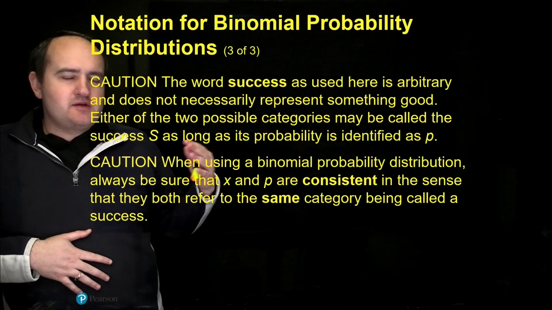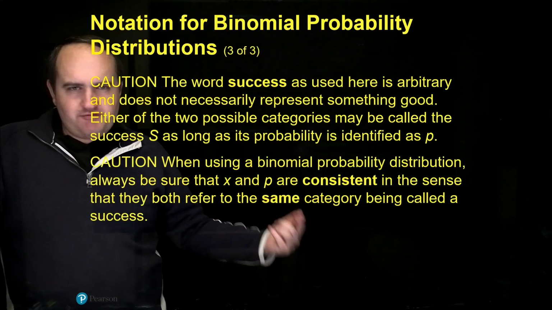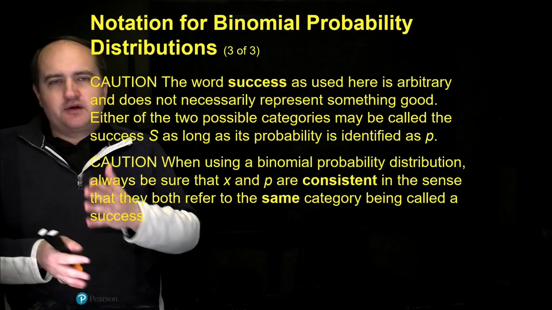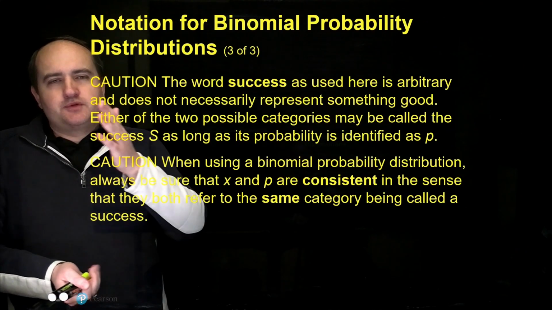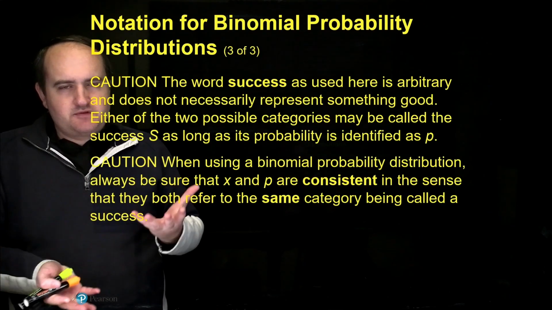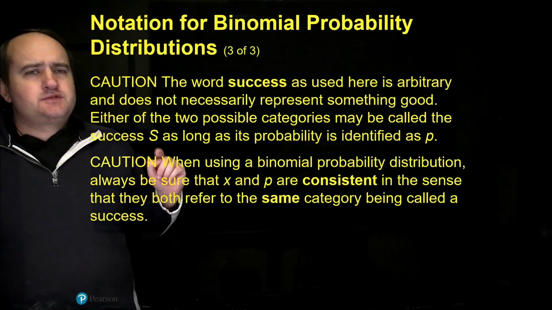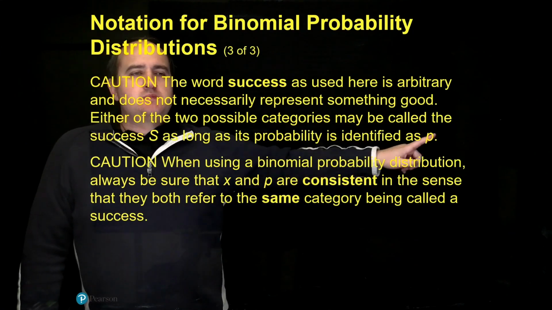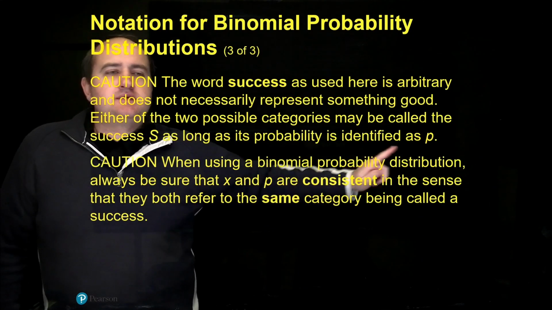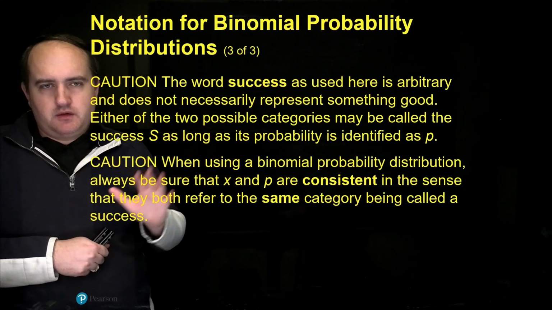Okay, you could just as easily make success be tails and failure be heads, and it doesn't make any difference as long as you're clear with what you label to be a success and what you label to be a failure. They're just names for the 2 outcomes. Okay. So either of the 2 possible categories may be called the success S, as long as its probability is identified as P. So as long as you're consistent, you'll be good.